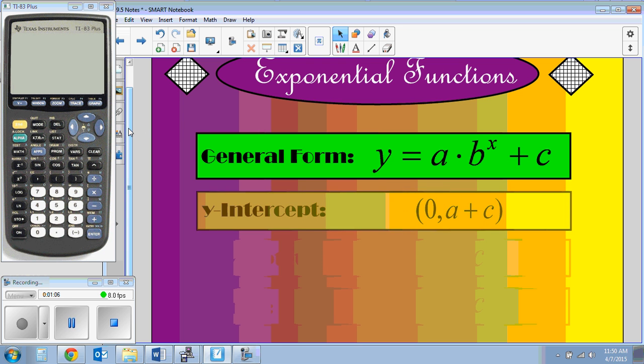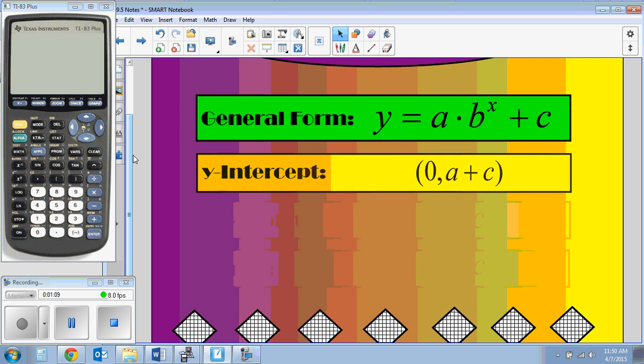The next thing we have is our y-intercept, which obviously is when x is equal to 0 like always, but here we have a little bit of a shortcut. If we can figure out what our a and our c value are, when we add them together, it gives us our y-intercept.